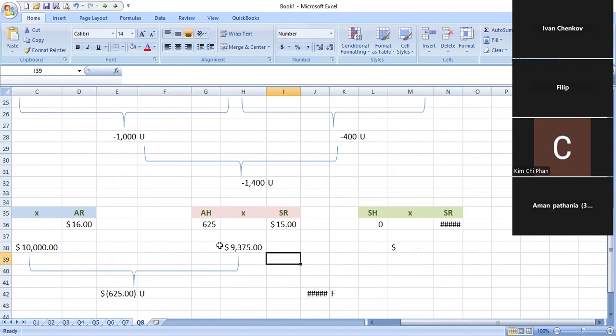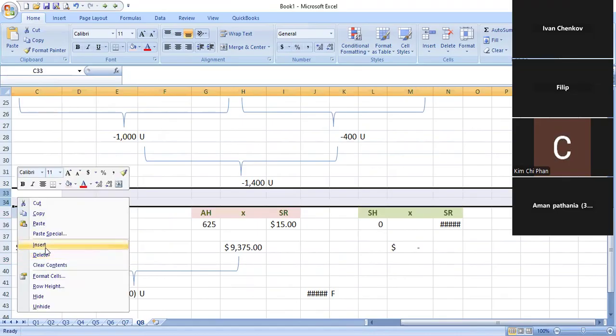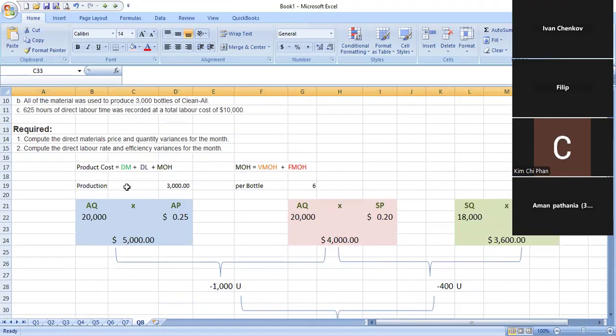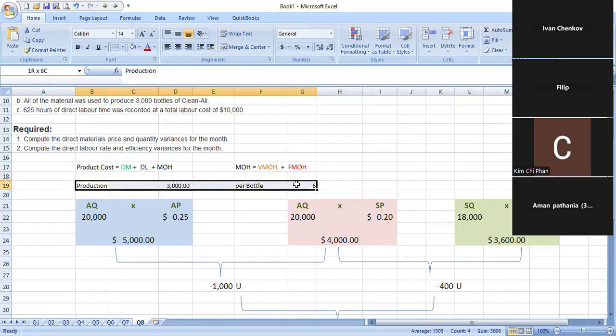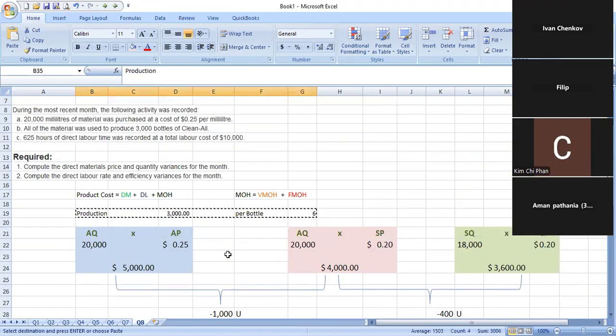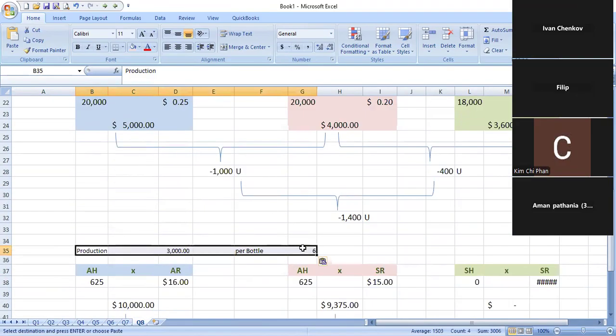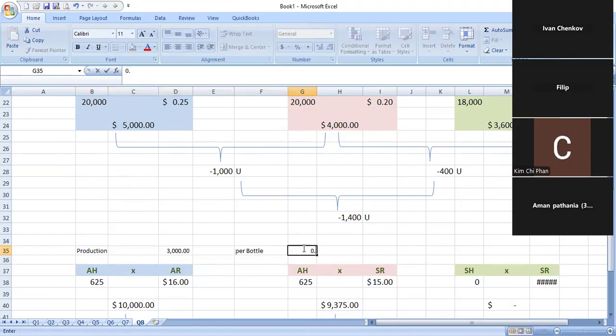Now let's see how efficient we are. So what do we need? We need to get the production again. We have our production, and per bottle, how many hours are we supposed to use? Based on our standards, we're supposed to use 0.2 hours. And 3,000 times 0.2 is going to give us 600.